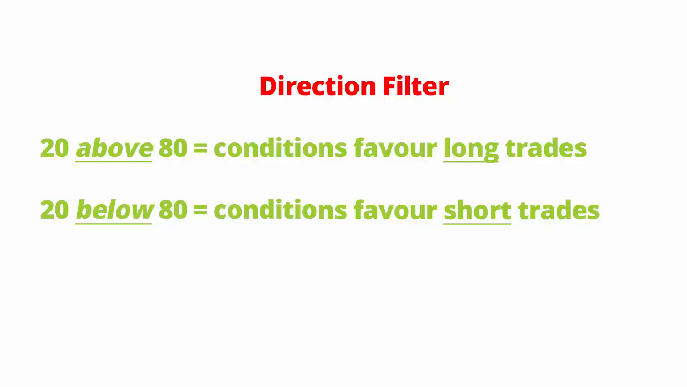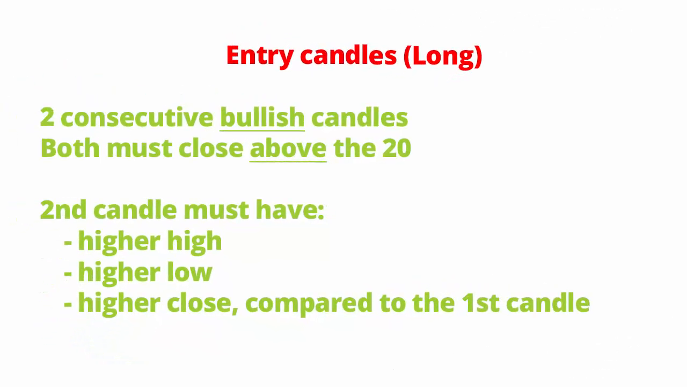Conversely, if the 20 simple moving average is below the 80 simple moving average, I would only look for shorting opportunities because this could mean that price is trending down. This is how the direction filter works. I use simple price action analysis on candlesticks to find entry.